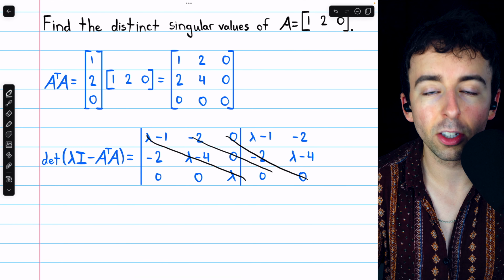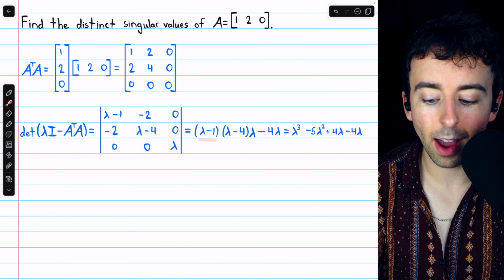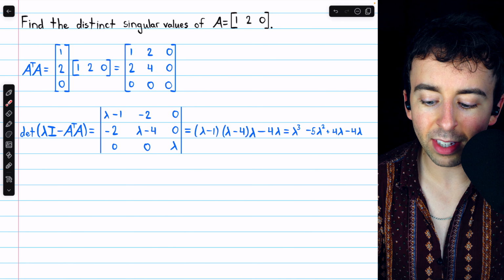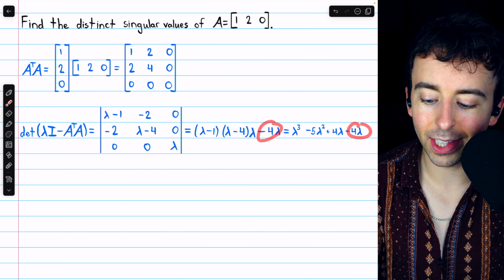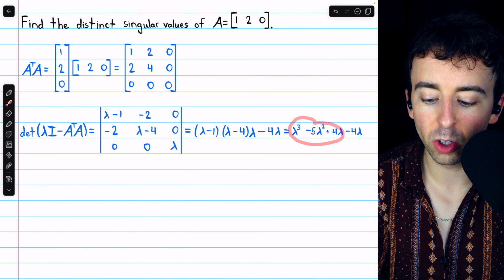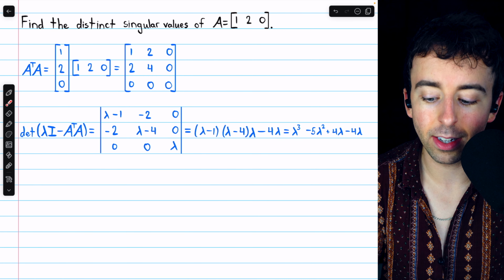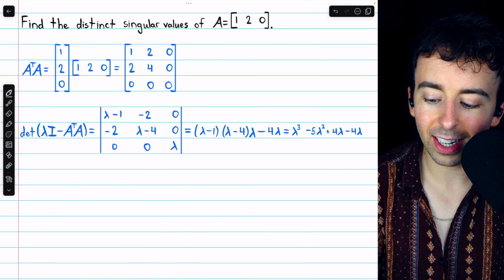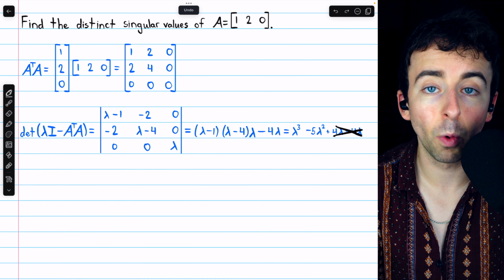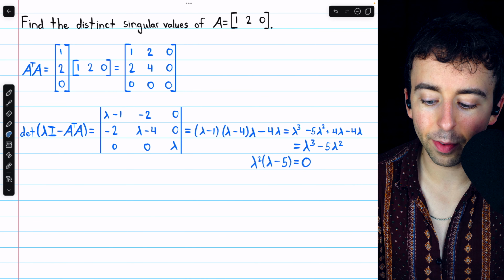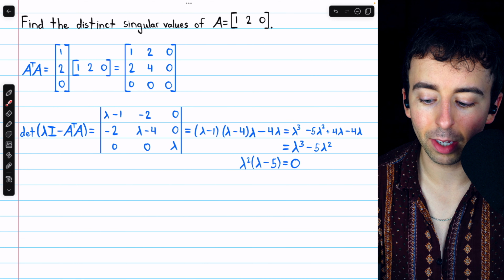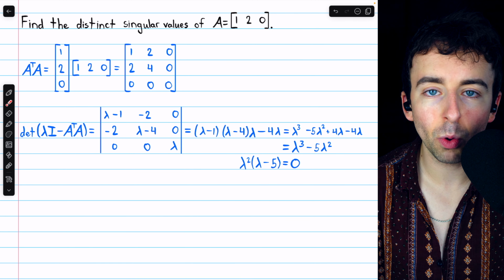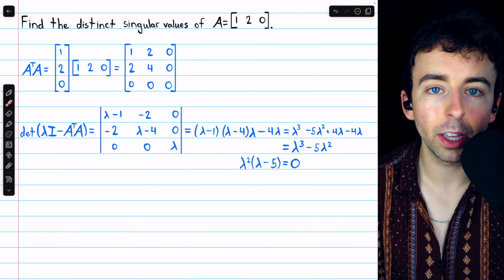In the end, we find the determinant is lambda minus 1 times lambda minus 4 times lambda minus 4 lambda. We see the minus 4 lambda there on the end, and then the rest of this just comes from doing the multiplication here. We end up with lambda cubed minus 5 lambda squared plus 4 lambda, and of course that's going to cancel out with the minus 4 lambda. So in the end, all we have is lambda cubed minus 5 lambda squared, and we set this equal to 0 and factor out a lambda squared in order to find the eigenvalues.